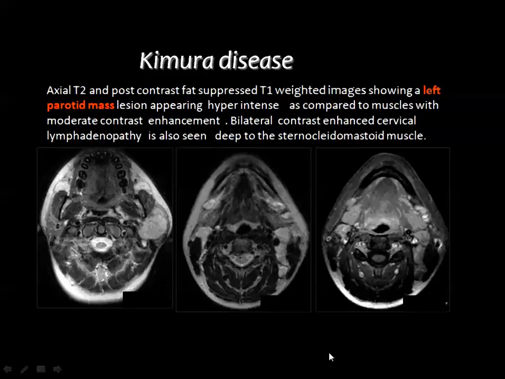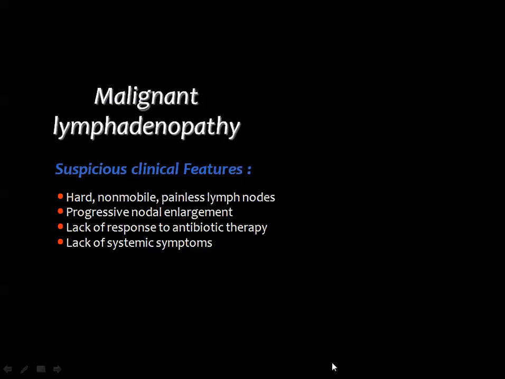And we came to the malignant lymphadenopathies, and we include the metastatic disease and lymphomas. These are the clinical suspicion criteria for malignant lymphadenopathy. The nodes are hard, non-mobile because of the invasion of the surroundings. Sometimes, or frequently, they are painless. The nodes on follow-up show progressive increase in size. They do not respond to antibiotic therapy, and there are no associated systemic manifestations like fever and so on.